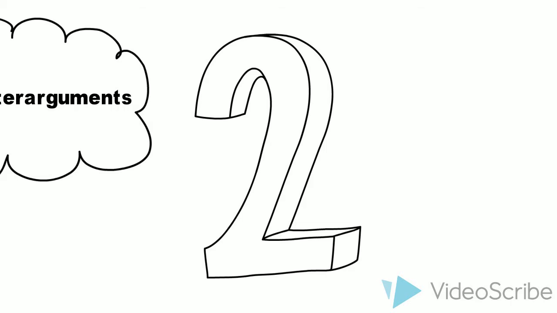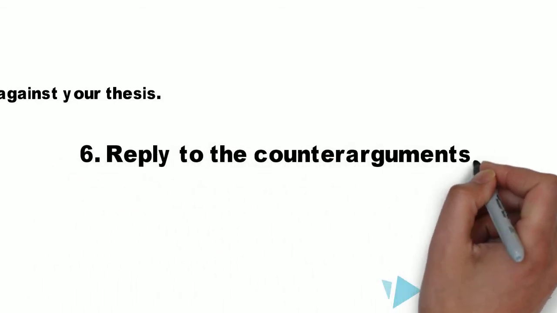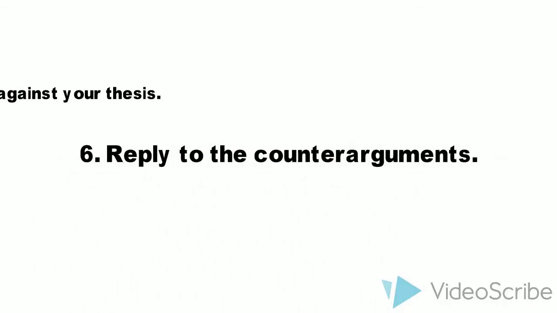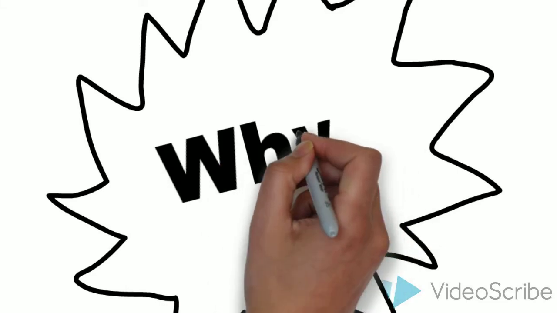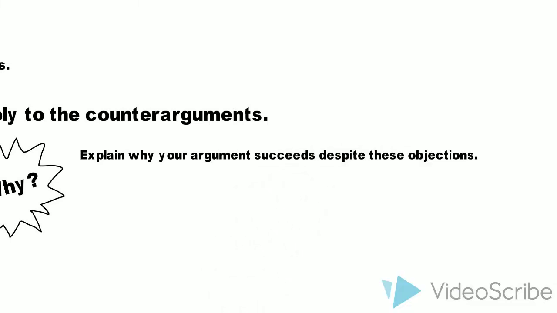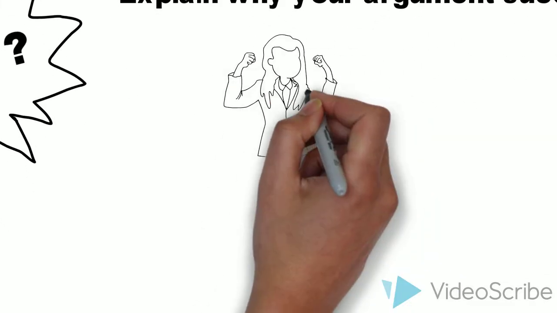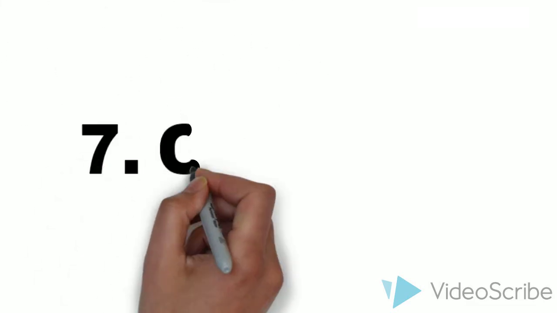And then in step 6 here, you want to reply to these counter arguments. Why don't these arguments actually undermine your thesis? Despite the counter arguments, why does your argument still come out on top? Explain that in this step. And then finally, step 7 to writing a good argument paper is just to conclude. Summarize your argument here in the conclusion.